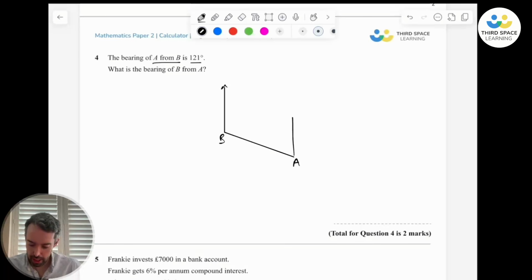Let's put a north line in here. And because it's going from B to A, from B to A is 121. Okay, what is the bearing of B from A? So we have to go from A to B. And remember, we have to go clockwise because it's a bearing. So starting from the north line, we need to go clockwise all the way around to there. So this is the angle I need.